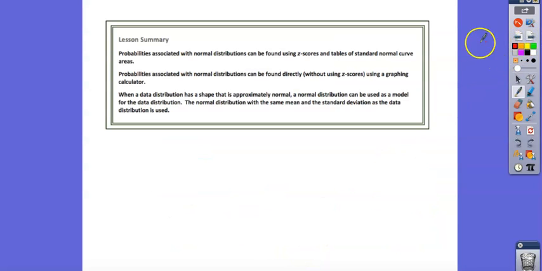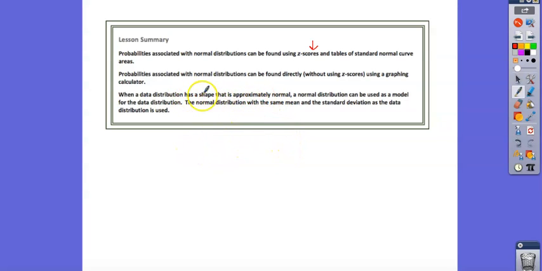Okay, let's see what else we got. Probabilities associated with a normal distribution can be found using z-scores and tables of standard normal curve areas, and you have those tables. They can also be used directly without z-scores using the graphing calculator, or you can use my online function. If you're going to use a spreadsheet, you don't have to have the z-score, but it only gives you things to the left. It doesn't give you a right bound and left bound.